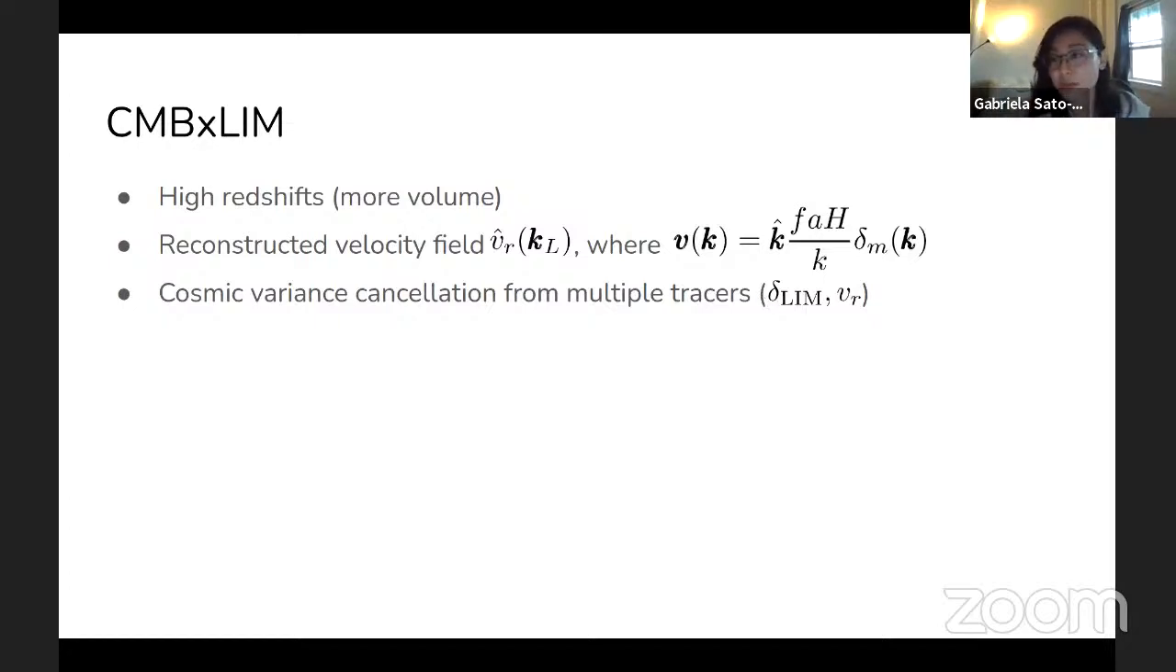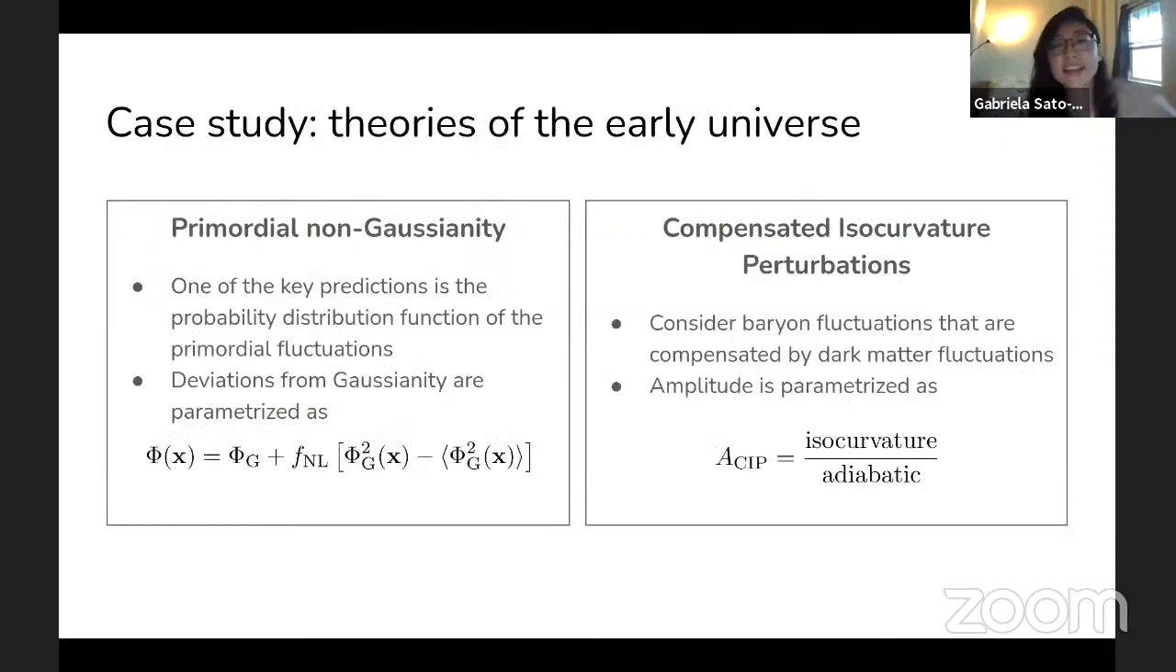And with these 2 different tracers of large scale structure, the LIM intensity fluctuations and the reconstructed velocity that you get from the cross correlation between LIM and the CMB, you can do a multi-tracer approach and achieve cosmic variance cancellation. So all of these things are pointing at the fact that we're doing better for the largest scales in the universe. This motivates us to look at physical phenomena that would impact these largest scales in the universe.